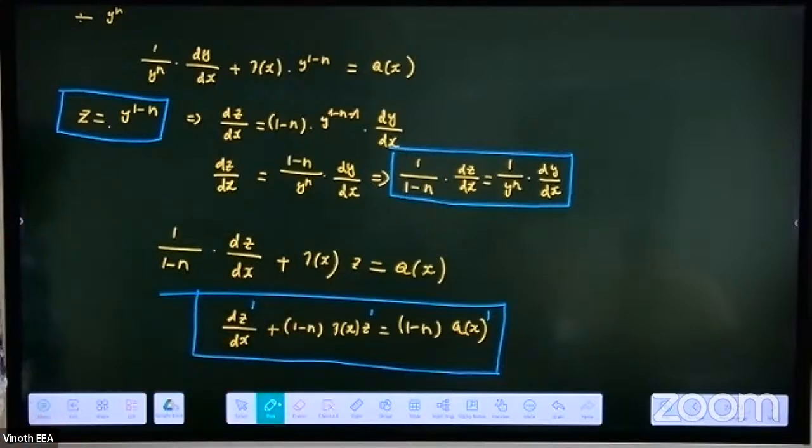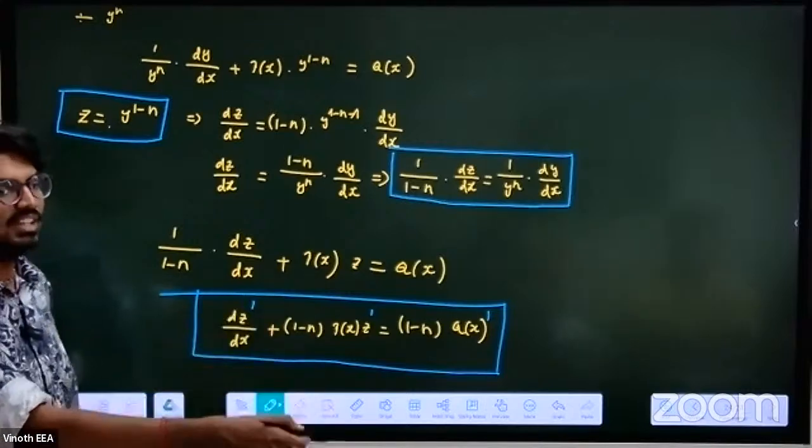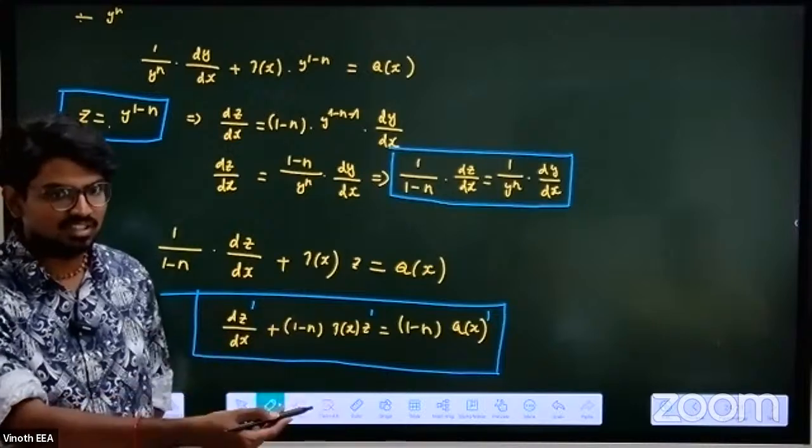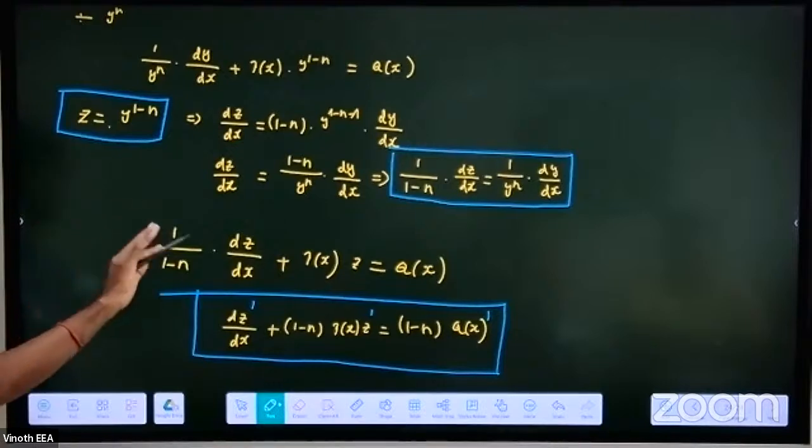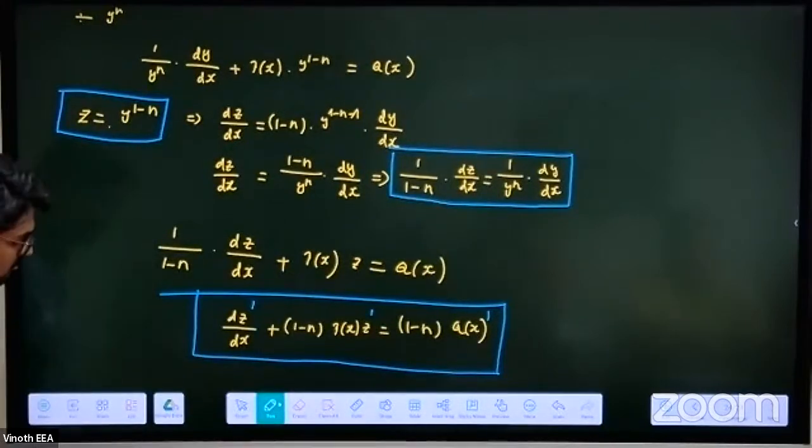Final answer: I will get z as a function of x. Replace that z as y power 1 minus n at the last step. Okay, yeah, copy this.